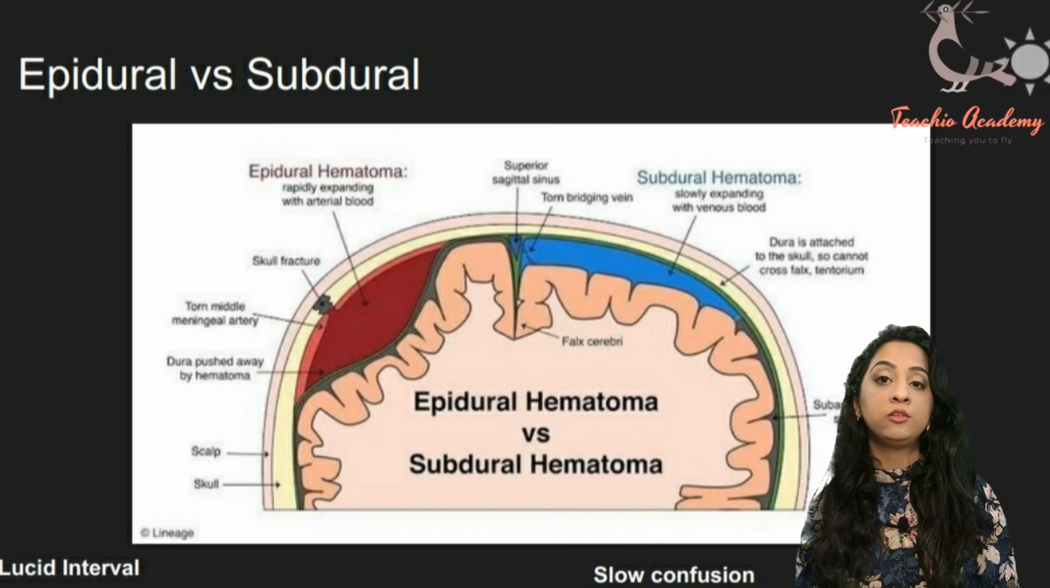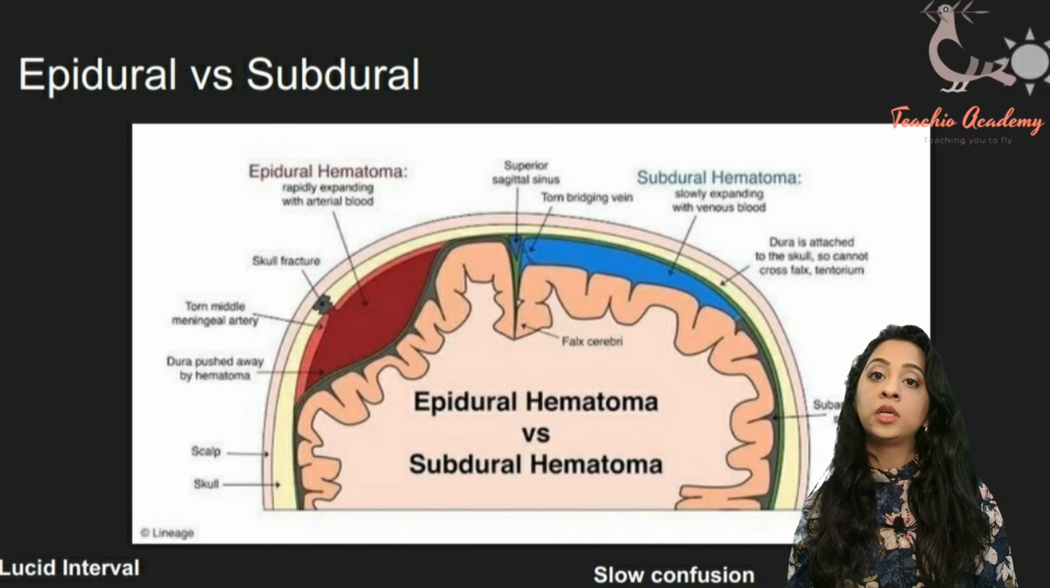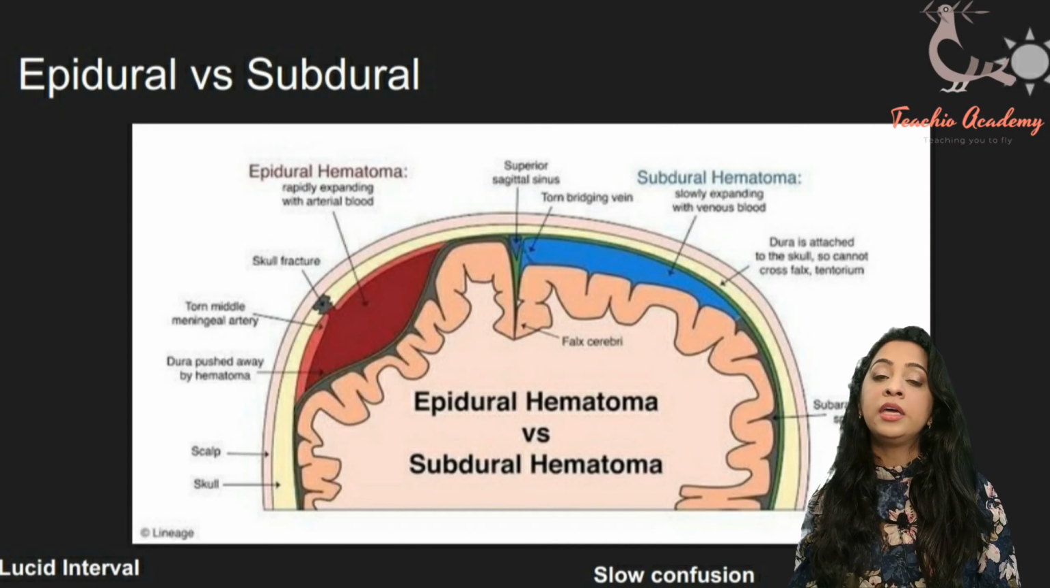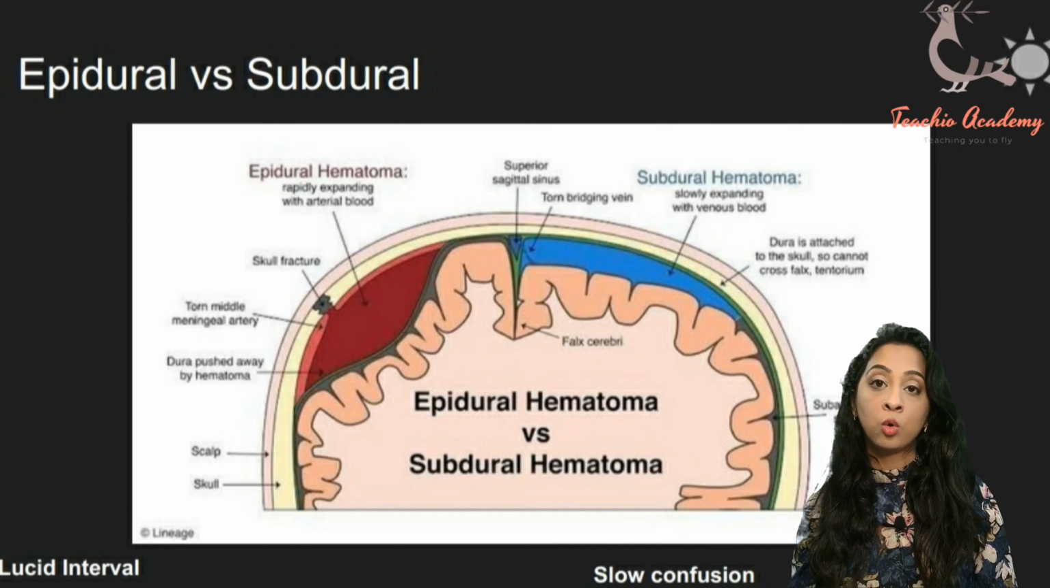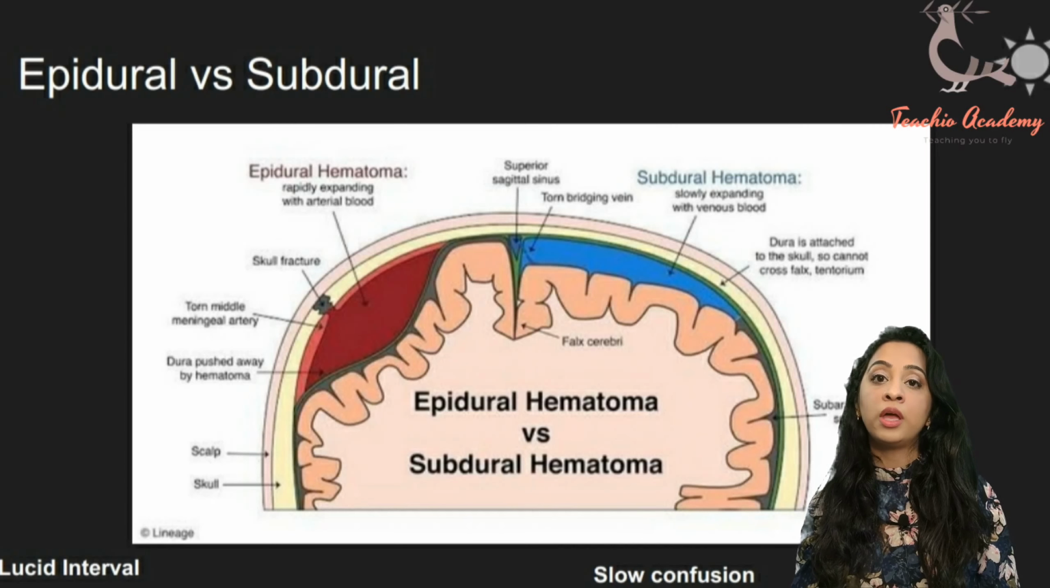You don't really need to know about the pathophysiology, but just remember the term lucid interval, while a subdural hematoma is going to be a little more chronic or insidious in course. That's it. You don't need to know anything else. But guys, if you see this on your PLAB 1 exam, please don't make a mistake, and if you see this in real life, definitely don't make a mistake.